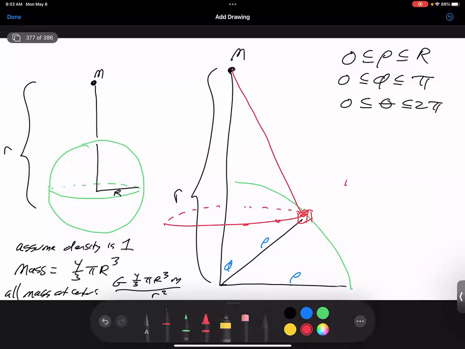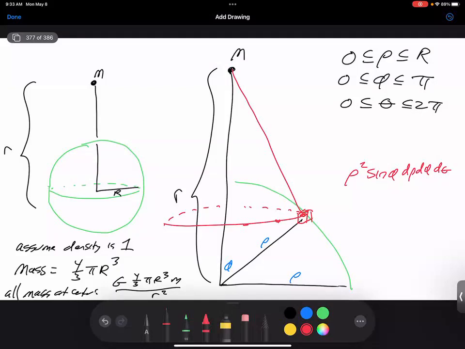So it should be rho squared sine phi, what else? I want a small little block over there. Instead of dx, dy, dz, it should be d rho d phi d theta. Yep, in some order for the two angles, doesn't really matter. All right, so that should be my little volume element.